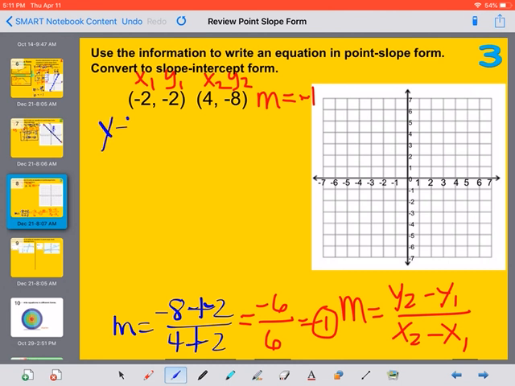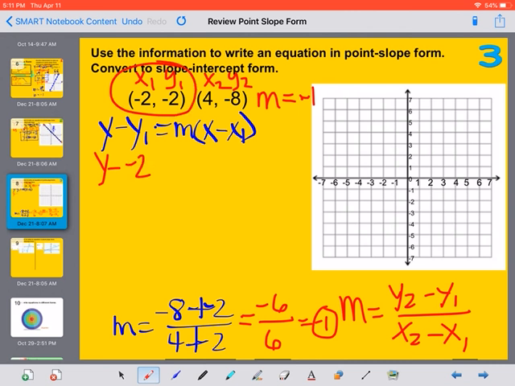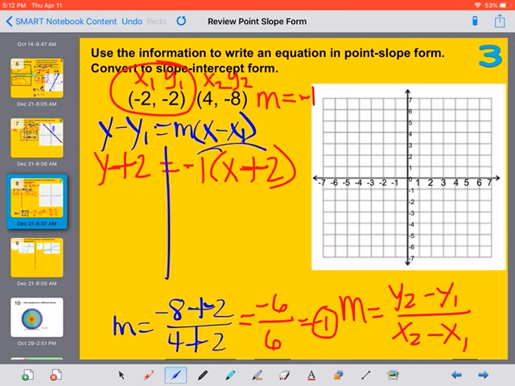So we have our formula, point slope form, and plug in what we know. Y minus, I'm going to use this point, a negative 2. That makes a positive. Our slope is negative 1. And then we have x minus, again, a negative 2, making a positive. And distributing, this is the same thing over and over again. Negative 1x. Negative 1 times 2 is now negative 2.